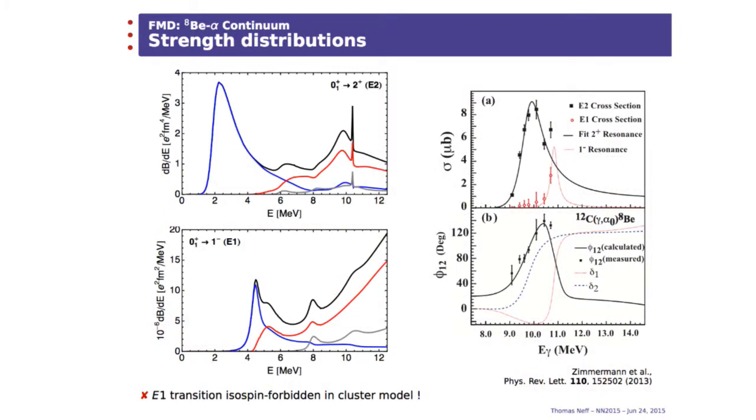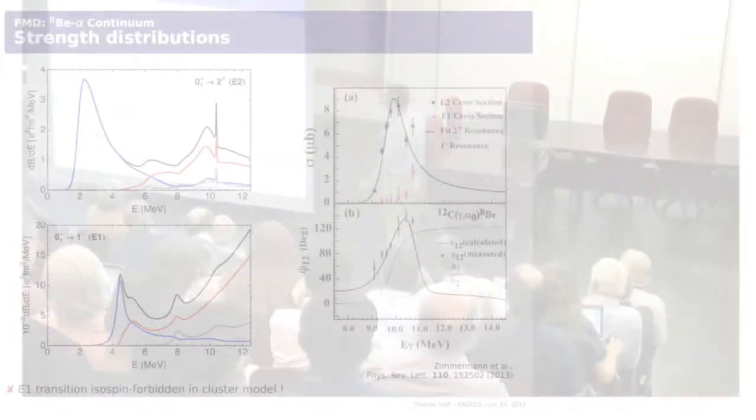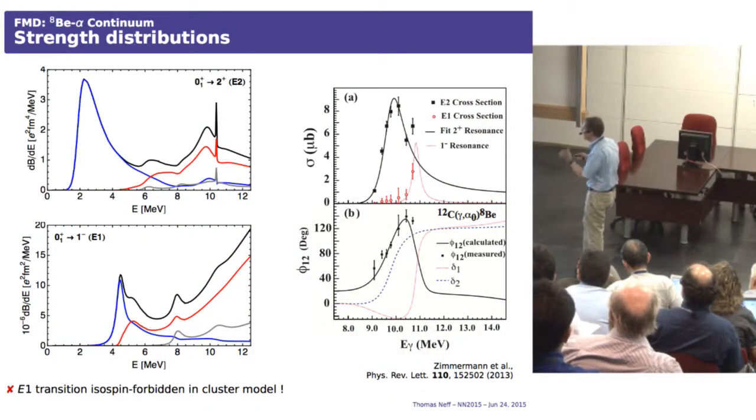Here I show now the strength distribution that Hans already showed for the E2, on a linear scale. We really see this 2+ peak, and okay, it's not the same scale, but when I look at the width of the peak with our state, which has 1 MeV, it seems to agree more or less with the data. So this extraction of 2 MeV from the data is a little bit questionable from my point of view.